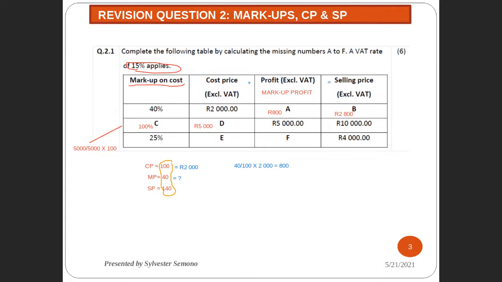Guys, let me know if you understand. Okay, let's try. The markup now is 25%. I'm going to wait for you. Find cost price or profit for me. Find E or F for me, and then we can discuss thereafter.